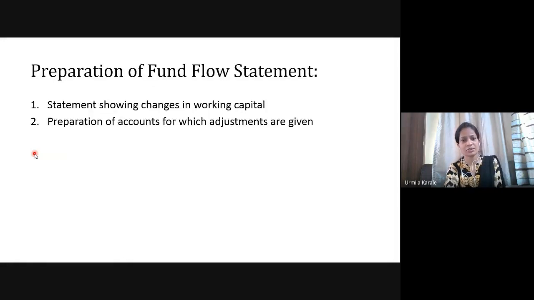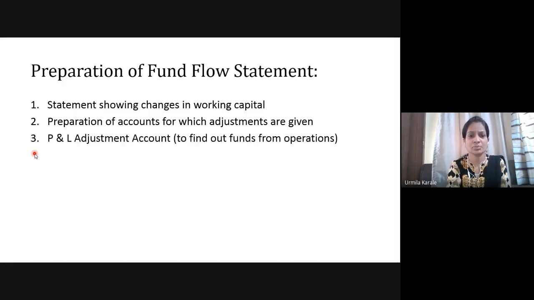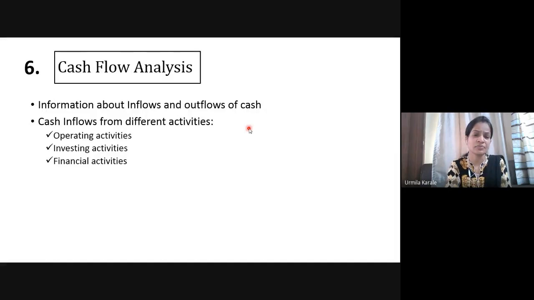The steps used are: preparation of the working capital statement. Then there may be some adjustments given in the sum, and for those adjustments we are going to create accounts. Whatever accounts you have created and whatever balance sheet components, we are going to cover them in the profit and loss adjustment account, and then we find out how much funds the company has generated from operations in that particular year. Then we finally prepare the fund flow statement, right?